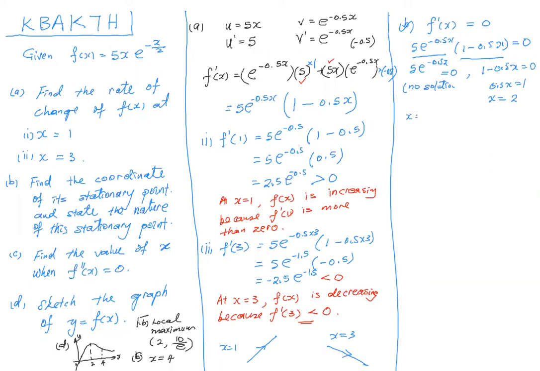x equals 2, correct? So I want to know the y coordinate. So I sub into f(x). Okay, so I got 10 e to the power negative 1. So this is 10 over e. So I know this point is (2, 10/e). Nature of a stationary point means you have to tell me whether it's a local maximum, local minimum, or horizontal inflection point, correct? So how am I going to determine the nature? That is what I mean.